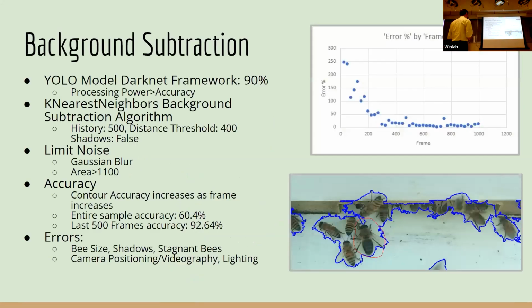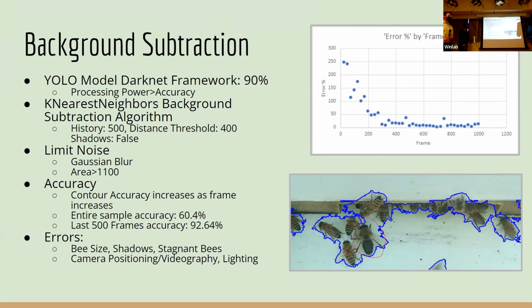So now we're going to talk about how we're going to actually count the bees. Initially we were thinking about using a model called YOLO V4, which is a CNN, convolutional neural network deep learning technique. But the problem with this technique is that we're running our code on a Raspberry Pi, and a Raspberry Pi does not have that much processing power. So we have to sacrifice accuracy for processing power, and we decided to go with the background subtraction technique instead.